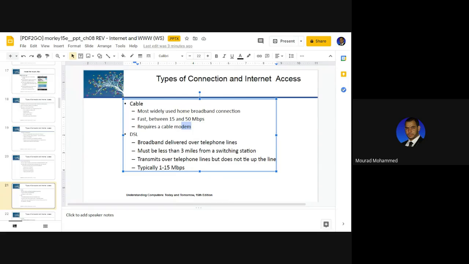So the modem, which is modulator, demodulator, is like the switch or router that Orange now gives to us.